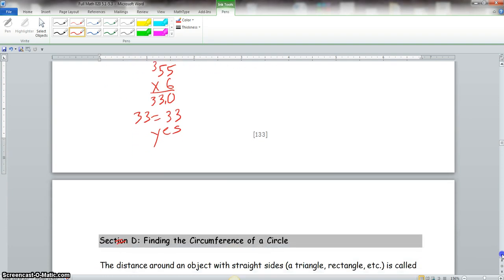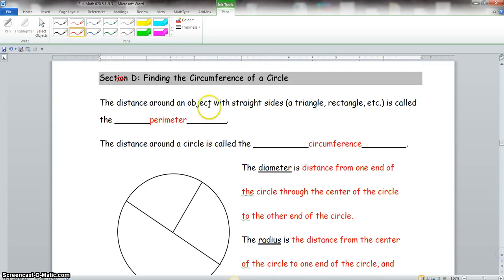Now let's scroll down here to section D. Now section D, for some reason this is scribbled out, but we don't have to worry about that. We have section D, finding the circumference of a circle. The distance around an object with straight sides, triangle, rectangle, etc. is called the perimeter. The perimeter just means the distance around. Now the distance around a circle is called the circumference. The circumference is just basically the perimeter of a circle. It signifies that you're dealing with a circle and not those straight side figures.